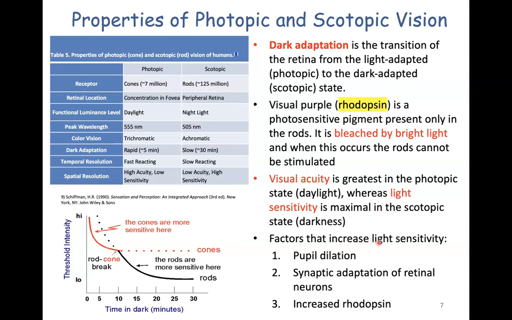Now, certain factors that increase light sensitivity. So in the dark, what are things that happen to your eye in the dark? The first is pupil dilation. Your pupils get bigger. The second is synaptic adaptation of the retinal neurons. And the third is increased rhodopsin, as we just said, because it's no longer bleached. So the rods are more stimulated and better able to detect light. So your light sensitivity is improved.